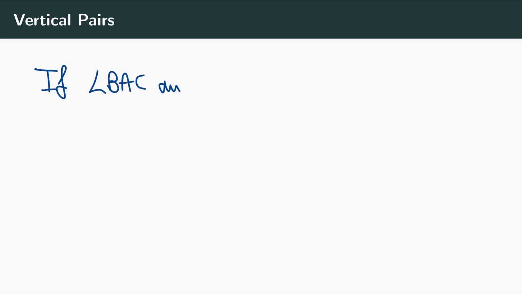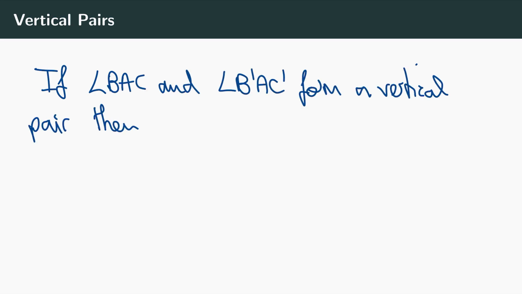We have an important theorem about vertical pairs called the vertical pair theorem, which says that the two angles in a vertical pair are congruent to each other. So this is a very important theorem about vertical pairs. Okay, now that we have this vocabulary, we're ready to prove some theorems. And I'm going to break that out into a separate video.